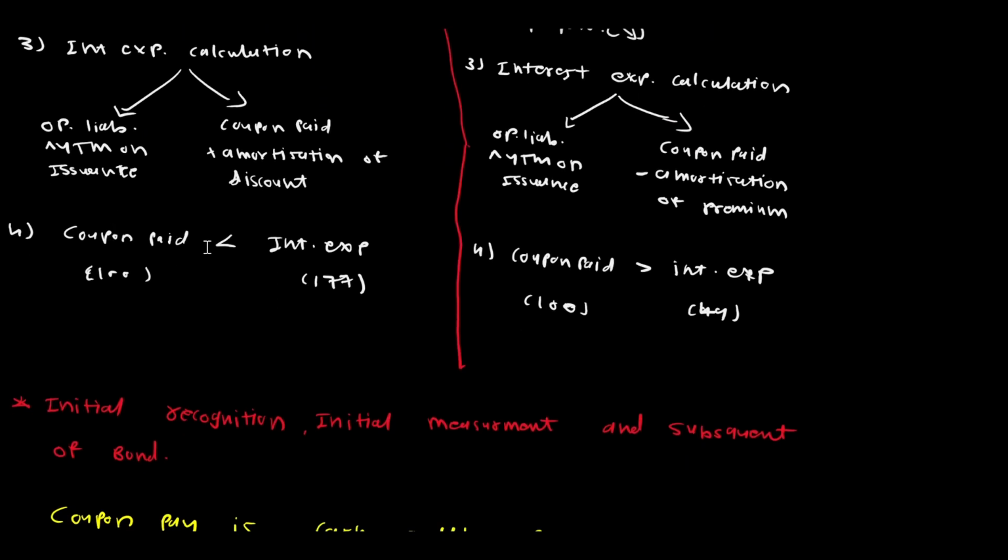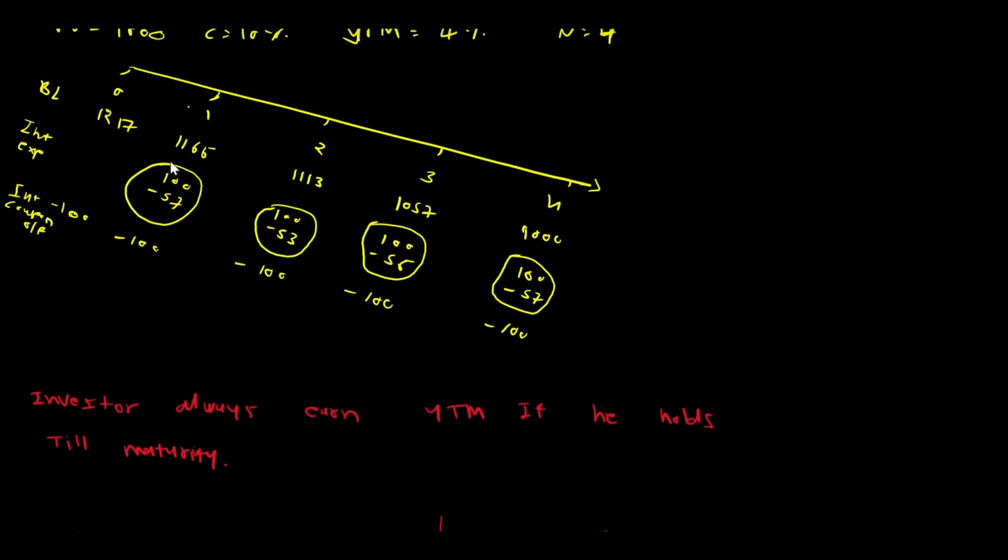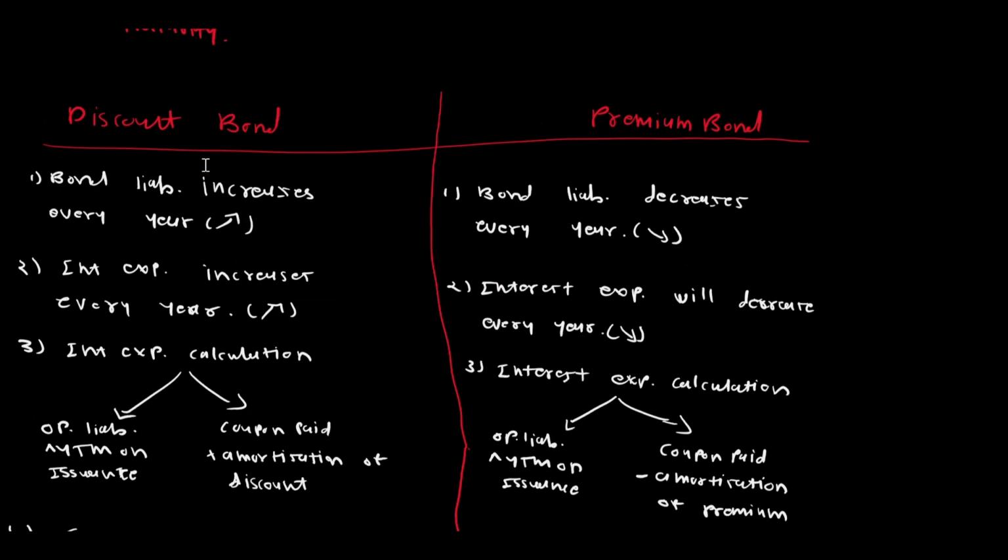Here coupon paid will be less than the interest expense, because interest expense will include the increase in the bond principal, the bond liability. Here coupon paid will be greater than the interest expense, because here they will pay back the bond liability and will decrease the interest expense.